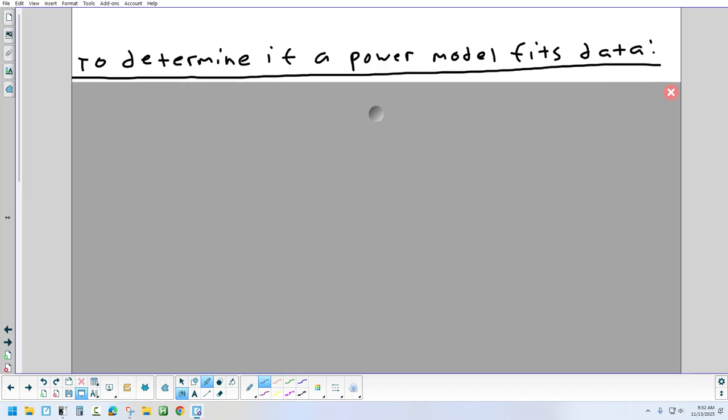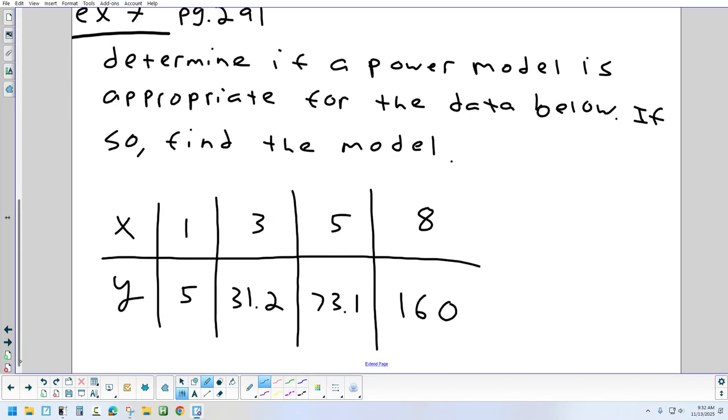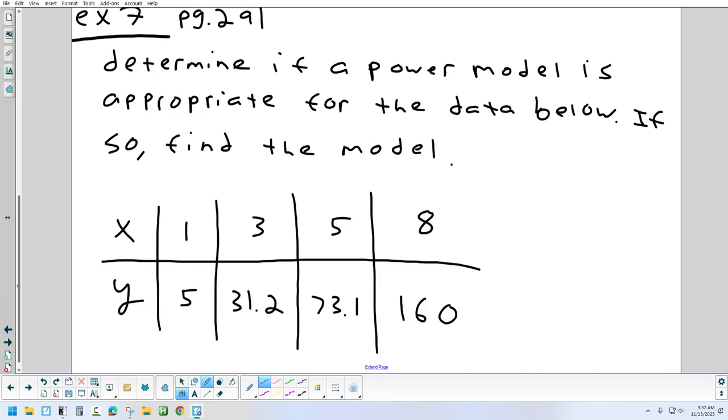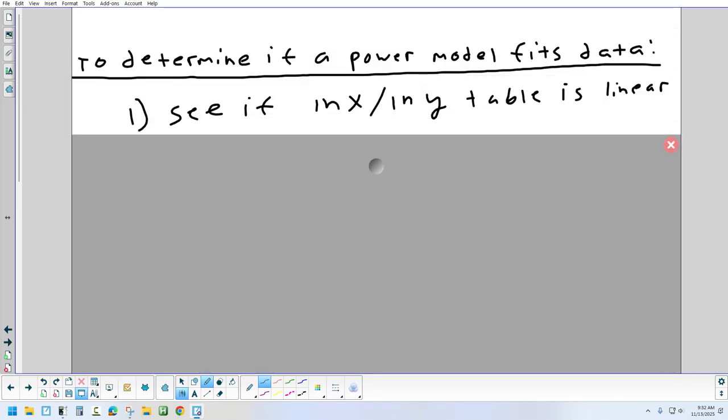So first thing I would do is I would give you a set of data like this. Okay? And I'll say determine if a power model is appropriate, and then if it is, find the model. So I got to scroll back up so I can show you how you determine if a power model is appropriate. So the first thing you do is you've got your table. You're going to take the natural log of every number in the table.